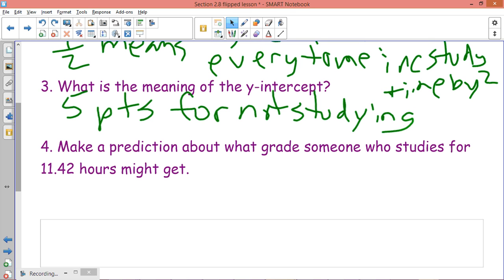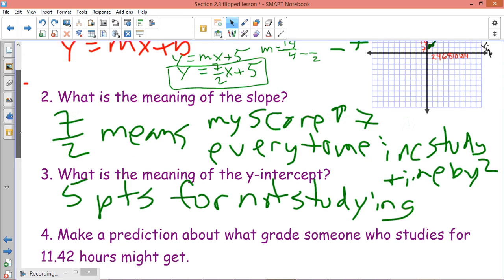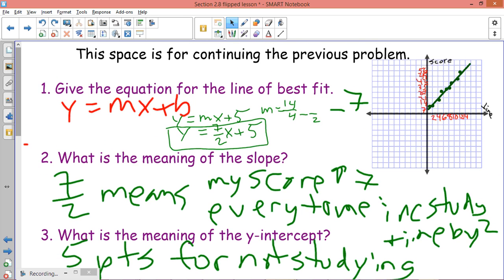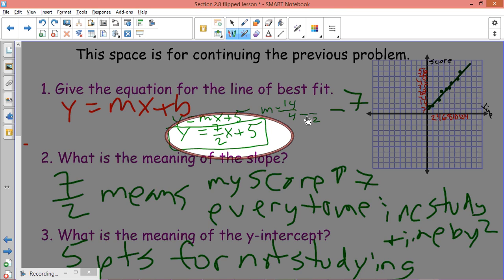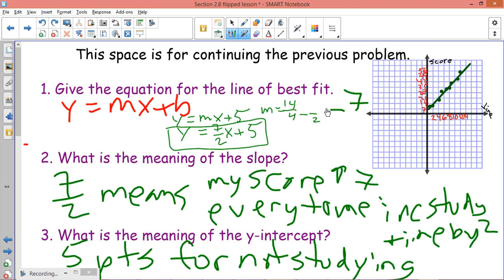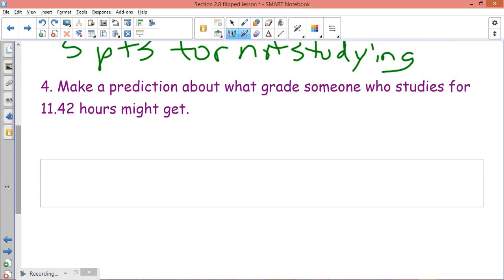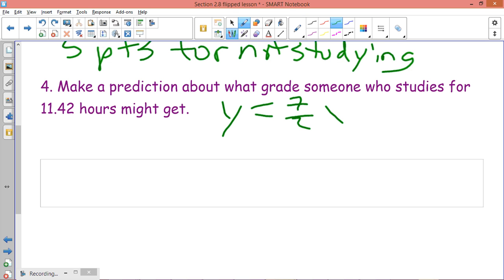Okay, make a prediction about what grade someone who studies for 11.42 hours might get. Let me be very clear here. When we say make a prediction in math, we do not mean guess. We mean we make an educated guess. We want something that's going to be close to accurate. So what I'm going to do is go back and grab the equation that I've made, y equals 7/2 x plus 5, and I'm going to use that to make future guesses. Okay? So y equals 7/2 x plus 5.